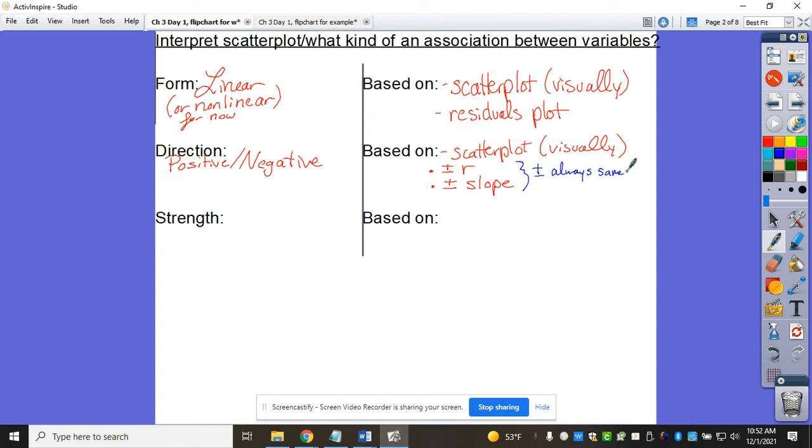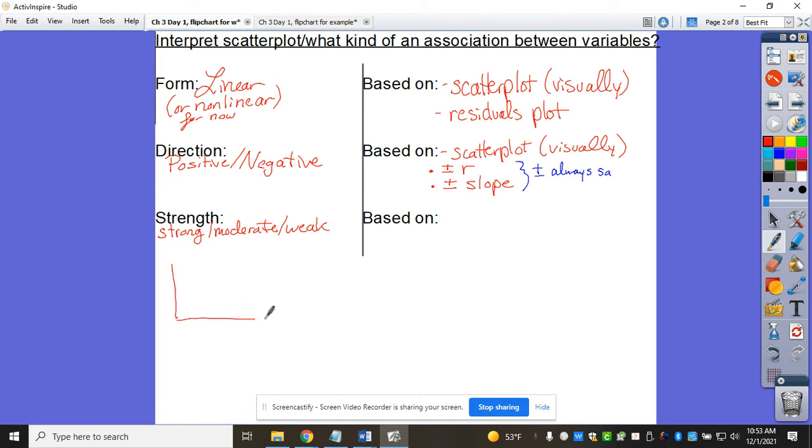Now strength is just going to be, is it strong, moderate, or weak. So just for right now, I'll write strength is strong, moderate, or weak. It doesn't really matter about color right now. Just based off of the idea.